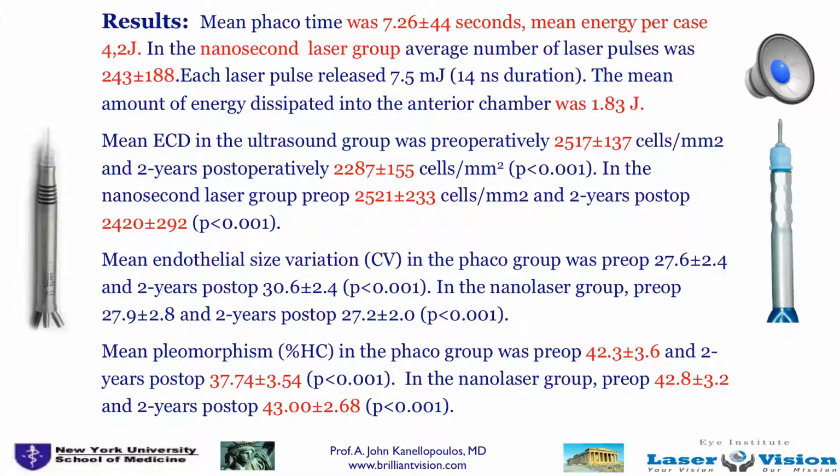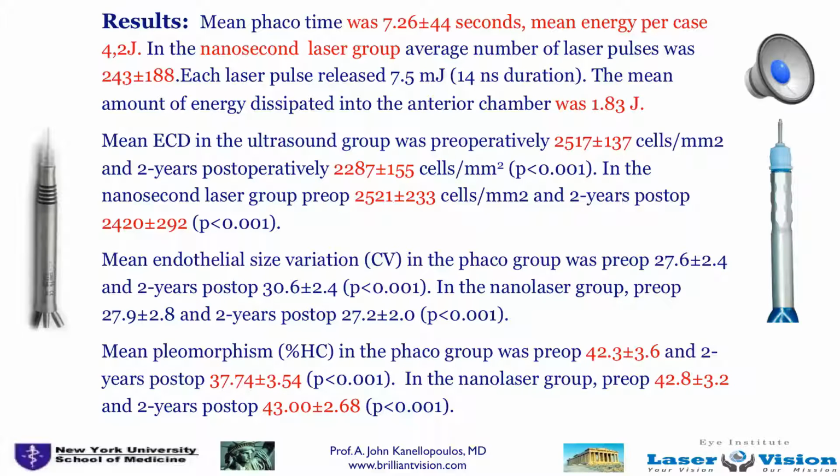In results, we found that the mean phaco time was 7.26 plus minus 44 seconds for the phaco cases, and that represented an average energy of 4.2 joules. And in the nanosecond laser group, the average number of laser pulses was 243 plus minus 188. Considering that each laser pulse released 7.5 millijoules, with a 14 nanosecond duration, the mean amount of energy dissipated in each case with the nano laser was 1.83 joules.